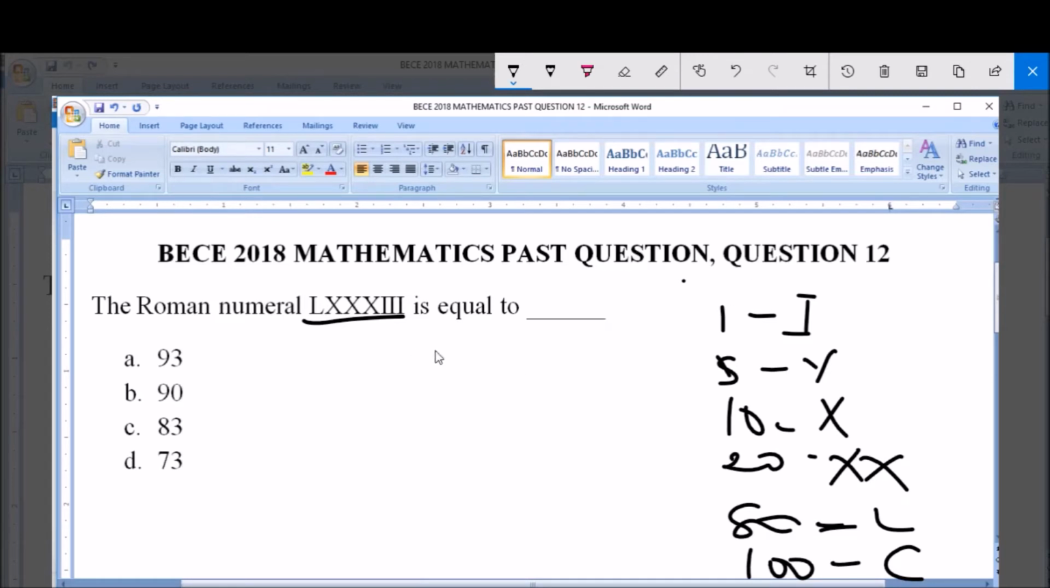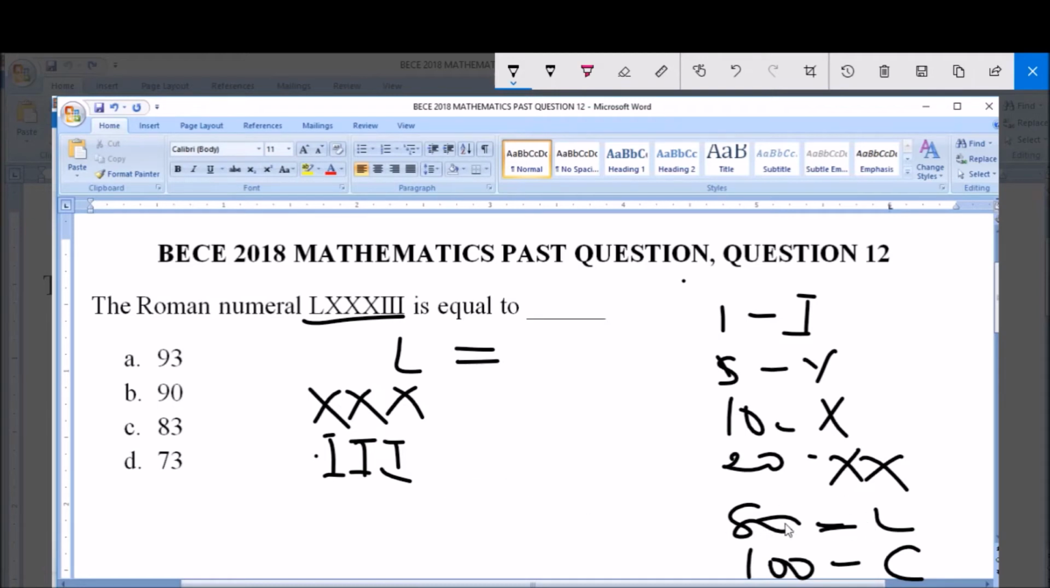Now we are given the Roman numeral LXXXIII, and we are asked to find its equivalent in numbers. Now for us to do this, we'll simply break this down. The first we have here is the L. Then we have the XXX, and then we have the III.